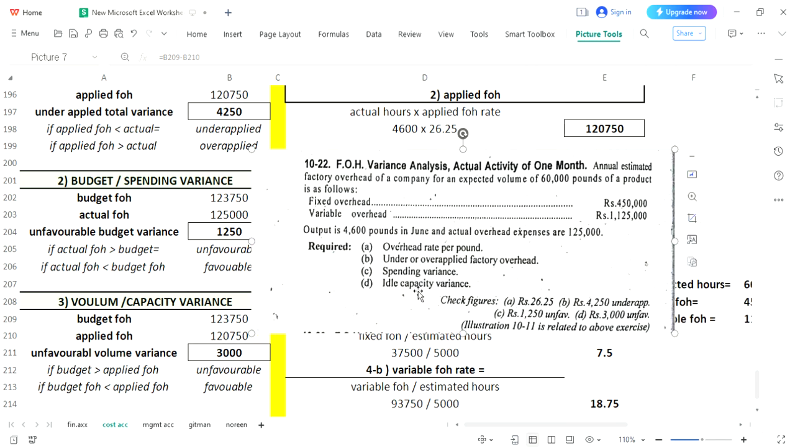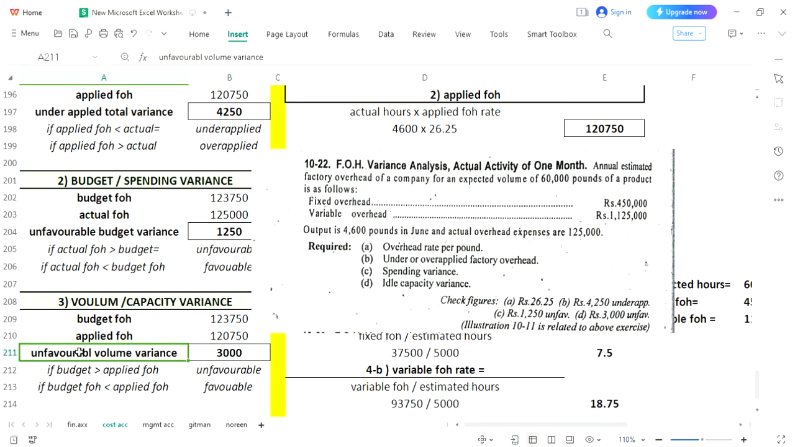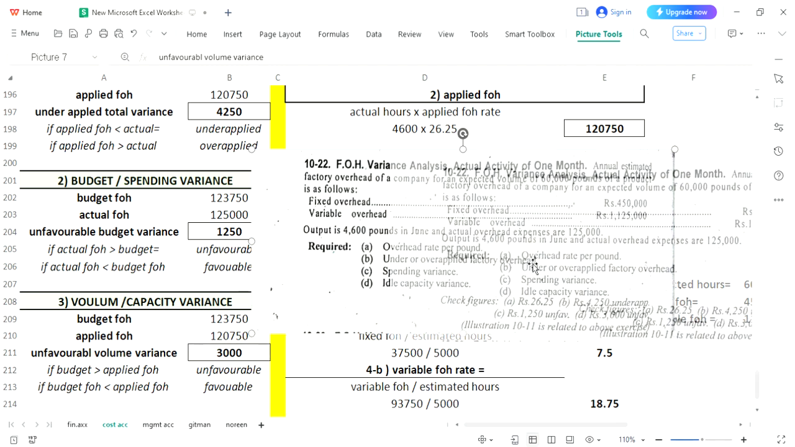Let's see which requirement it was. Last requirement idle capacity variance was, and answer is given 3000, and what we have calculated is also 3000. Unfavorable is written over here, and we have also mentioned unfavorable. This way our question has been completed.